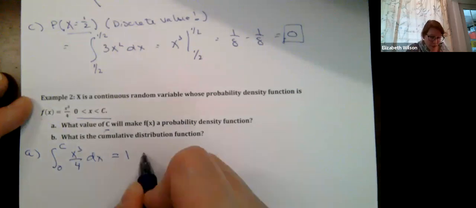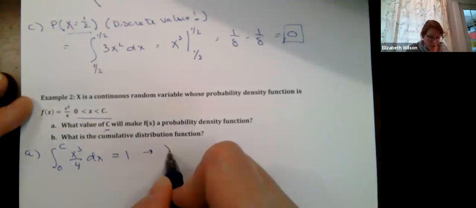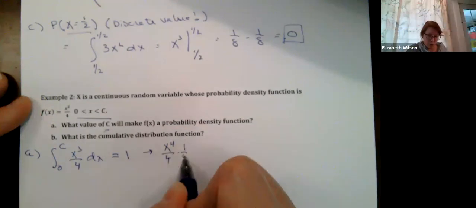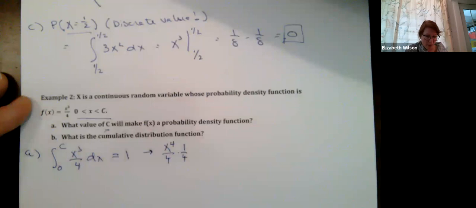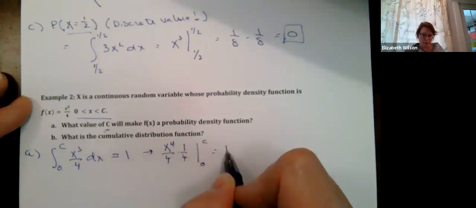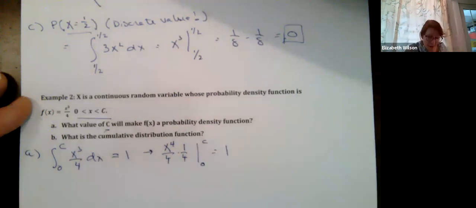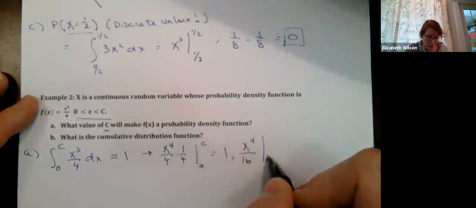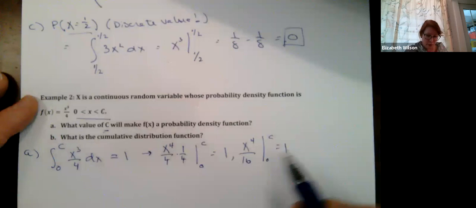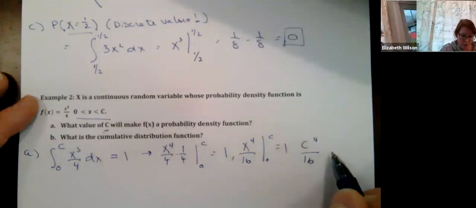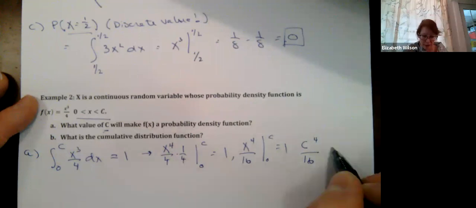So this is going to be x to the 4th, all over 4. The 4 comes from before. Now we're multiplying by 1/4. We're dividing by our new exponent. And I'm going to evaluate this between 0 and C, and that's going to equal 1. So I'm going to get x to the 4th over 16 from 0 to C, and that's going to equal 1. So that's going to look like C to the 4th all over 16 minus 0, because I'm going from 0 to C, equals 1.